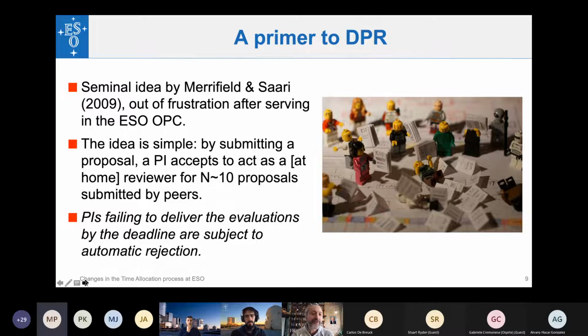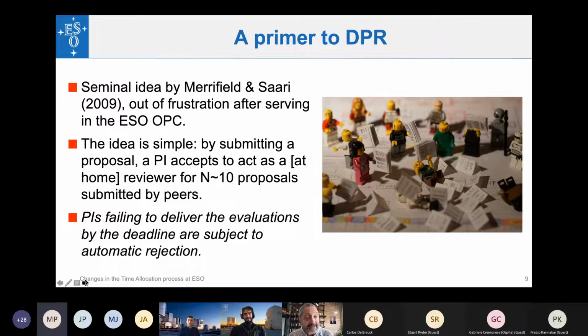And then one further condition of the Merrifield and Sari approach was that if you fail to deliver your comments and evaluations by the given deadline, your proposal will be automatically rejected. Now, the original Merrifield and Sari idea also had a penalization mechanism, meaning that the system could easily realize if you were penalizing systematically the proposals by other people, like giving all of them a very bad grade. The system would recognize that, say by basically the median or the average of your grades, and push down your proposal by the same amount. So it's a punishment mechanism.